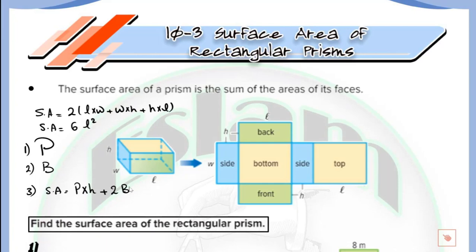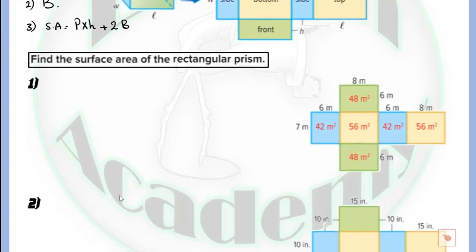Once more: if we need to find the surface area of any prism, number 1, find the perimeter of the base. After finding the perimeter of the base, find the area of the base. By finding the area of the base, we can find the surface area. The surface area will be equal to the perimeter of the base multiplied by the height plus 2 times the area of the base. You can find that in question number 1.